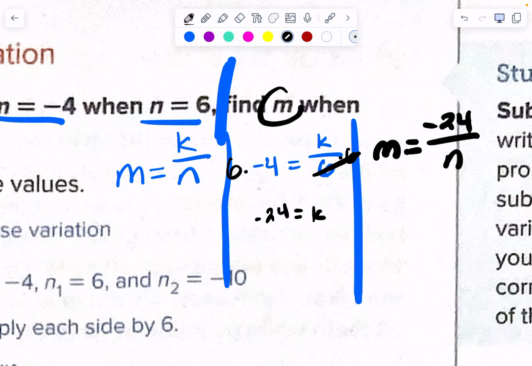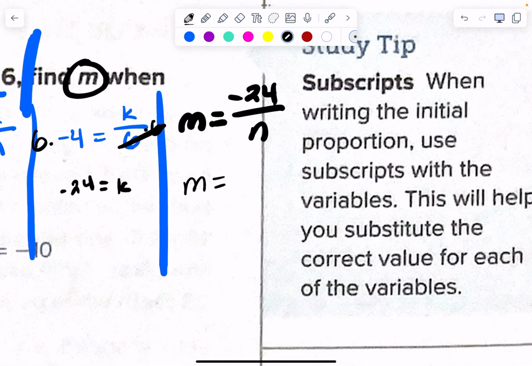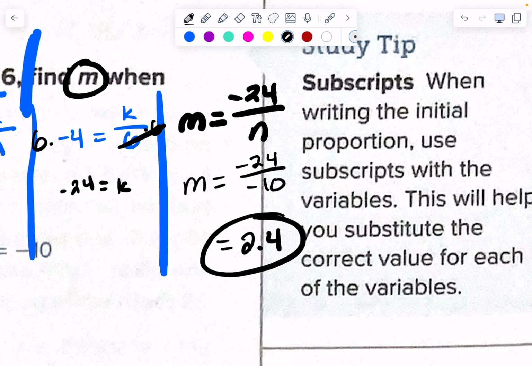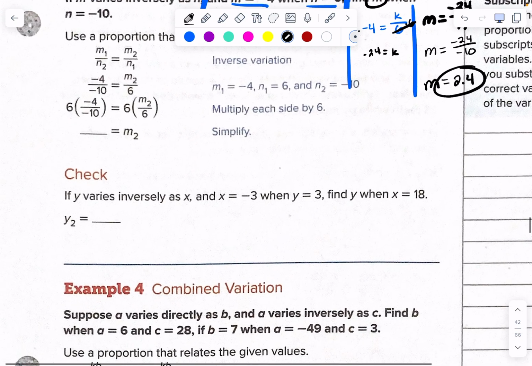Now it says find m when n is negative 10. You can do that in your head. What's 24 divided by 10? 2.4. Positive, right? Yes. Positive 2.4, that's what m is, okay? These are all the same steps. Write your equation, solve for k, use that to solve something else.